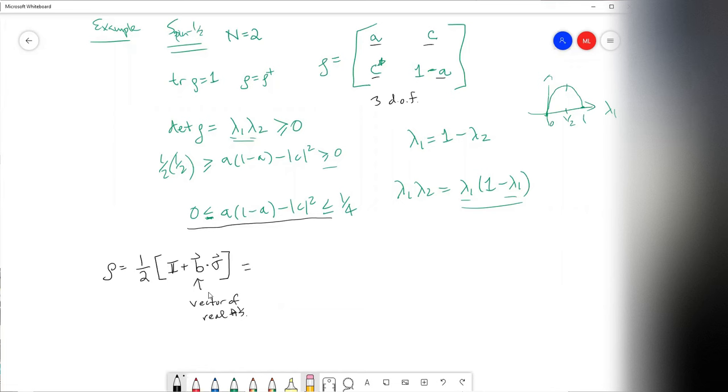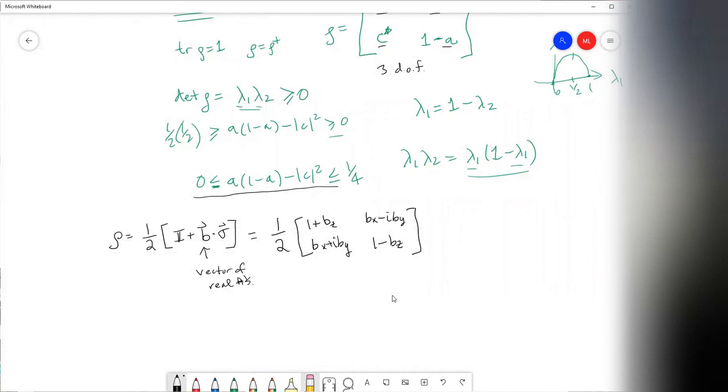If you were to do that, you would get 1/2, and then on the diagonals, you get 1 plus BZ, the Z component, that's from the Z Pauli matrix. And here you get 1 minus BZ, that's from the -1 of the Pauli matrix. The off diagonals are the X and Y components. So I guess it's kind of obvious what's going on here. A is equal to (1 plus BZ)/2, and C is just equal to BX minus iBY. So it's a direct mapping between the two forms.